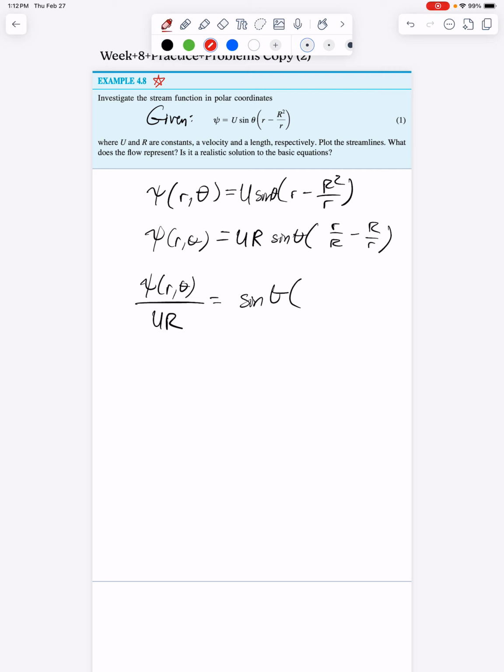I'm going to term this eta, and eta is going to refer to lowercase r over uppercase R. I've basically non-dimensionalized my radial position. So essentially, if eta is 1, I am sitting on the surface of a circle. If eta is greater than 1, I'm moving away from this circle. Eta less than 1 means I'm within this circle. And I'll get to the circle part in a bit.